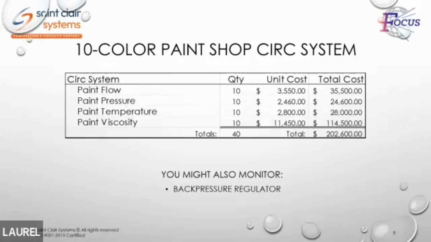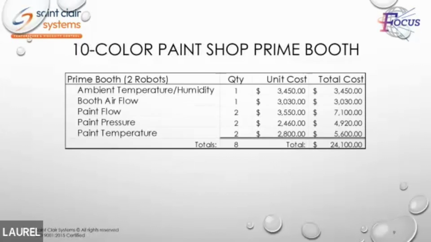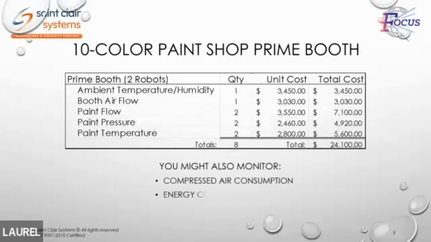So let's move into the areas where we're going to do that. Let's move into the prime booth. Here, we got 2 robots and everything is controlled after the color stack. So we've got fewer sensors involved. A mere 24 grand to equip this 2-station paint system. But we might also want to be looking at things like compressed air consumption and energy consumption. And then, of course, there's the robot controller. It makes tons and tons of data available to you.